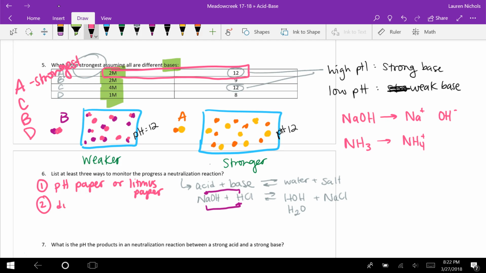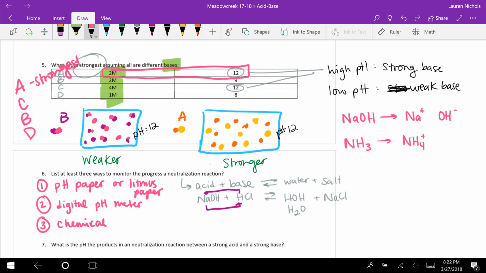We could also use a digital pH meter, okay? And those digital pH meters act like thermometers. You just stick them in, tells you the pH. And then the third way is with a chemical indicator.